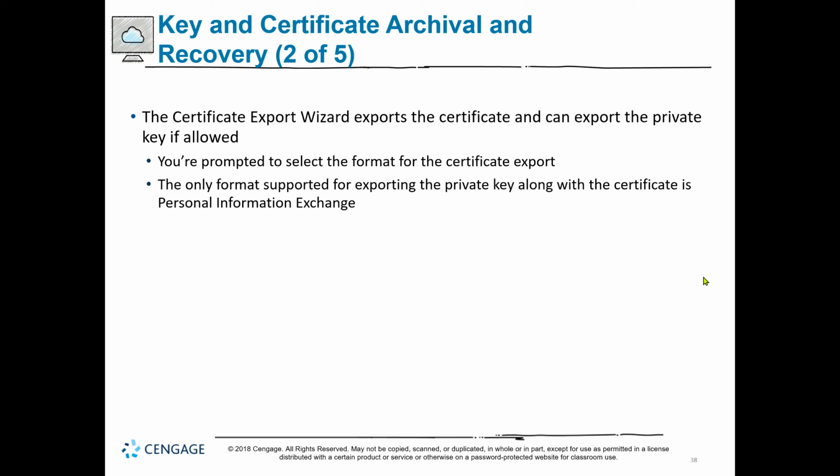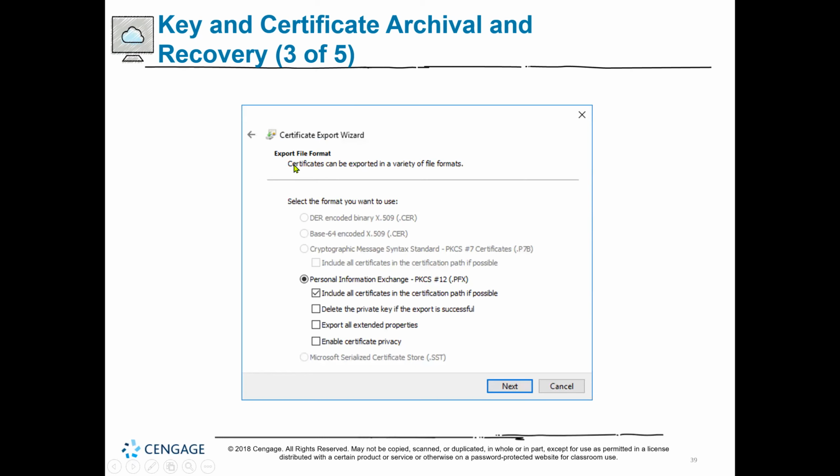The Certificate Export Wizard exports the certificate and can export the private key if allowed. You're prompted to select the format for the certificate export. The only format supported for exporting the private key along with the certificate is Personal Information Exchange. Here is an example of what this looks like. You see that one down at the bottom, Personal Information Exchange, and then you have a bunch of different options.